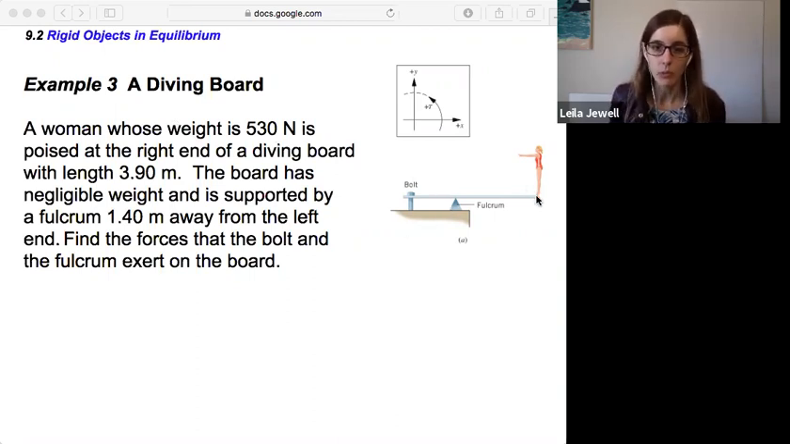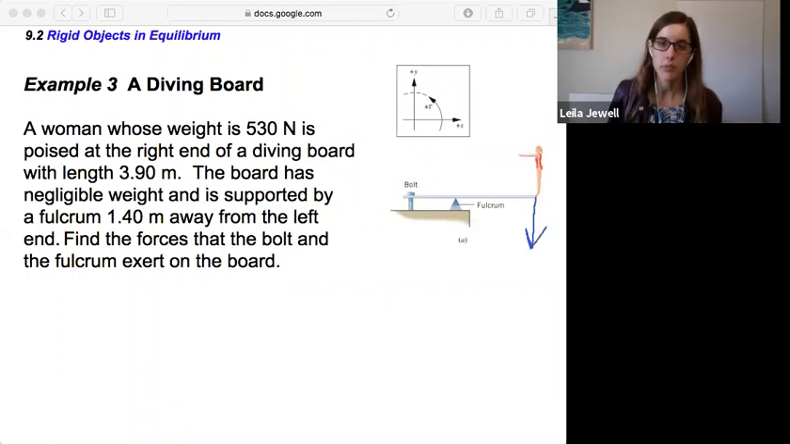So the woman is exerting a force on the board. How is the woman exerting a force on the board? Well, the woman has a weight, right? That's 530 newtons. So the woman's weight is going to be in what direction? Pushing down on the board, absolutely.